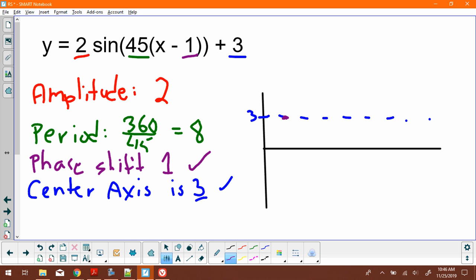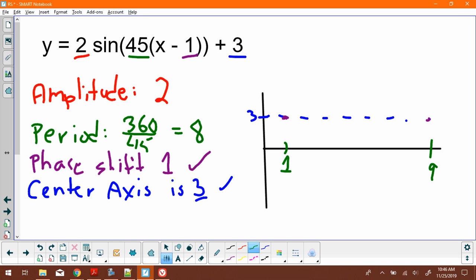The period is 8. So again, this is 1. So on my graph, a full cycle occurs in 8 units. So somewhere down here is going to be 9. And that's when sine will return to the same part of the graph.